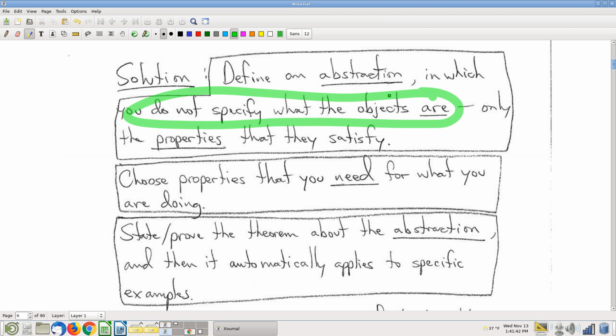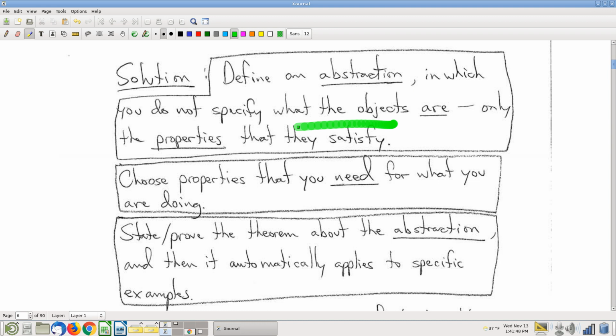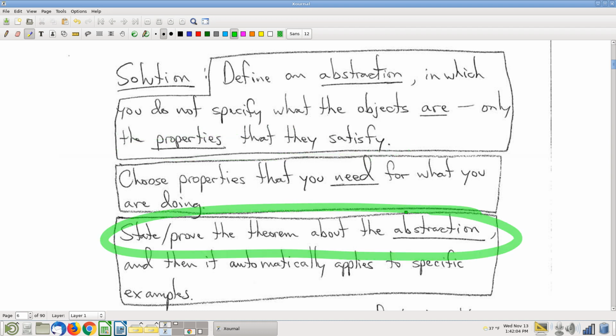Let's not even talk about that. I don't know what they are. I just want to tell you what kind of properties they satisfy. Like, I can add them, whatever that means. I'm going to be very ambiguous about what addition means, but I need addition to behave a certain way. They have certain algebraic properties. And then, when we get to talking about theorems, we don't state the theorem in the narrow-minded context of Rn or something like that. We state it in the abstract.